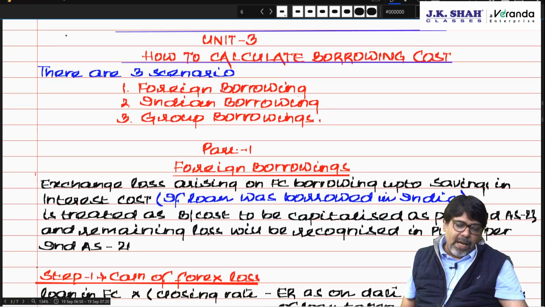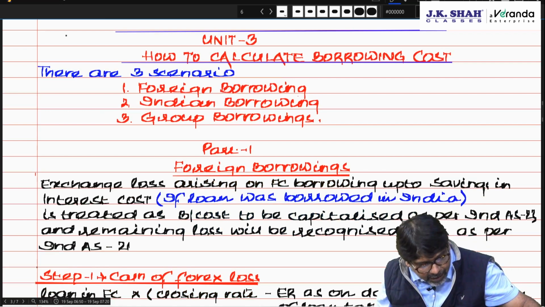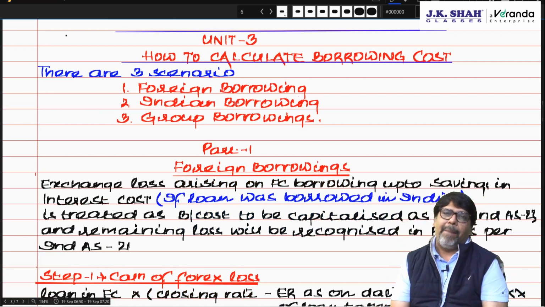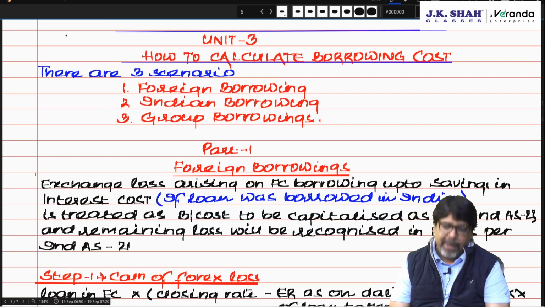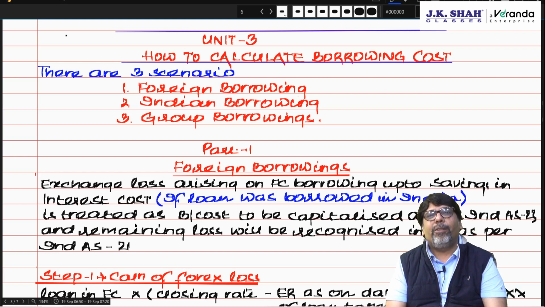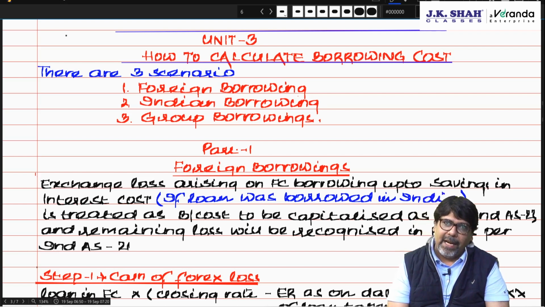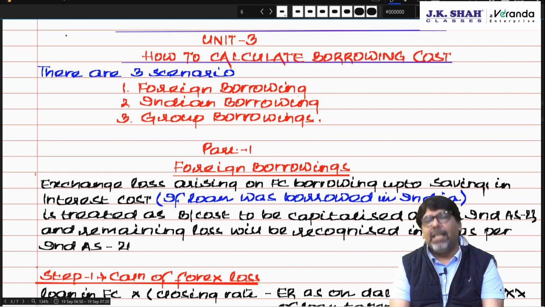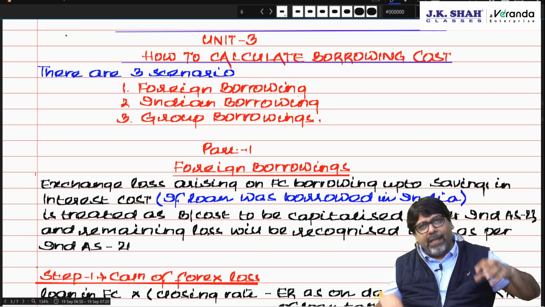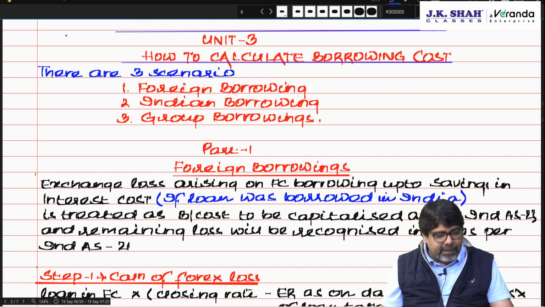Yes. Now chartered, the major stress of this standard is that borrowing cost, if it is incurred on a qualifying asset, should be capitalized, else it should be transferred to P&L. Whenever we say borrowing cost, we are basically trying to say that interest cost which is capitalized. Now, how to calculate borrowing cost? We have bifurcated this calculation into three scenarios: foreign borrowing, Indian borrowing, group borrowings.